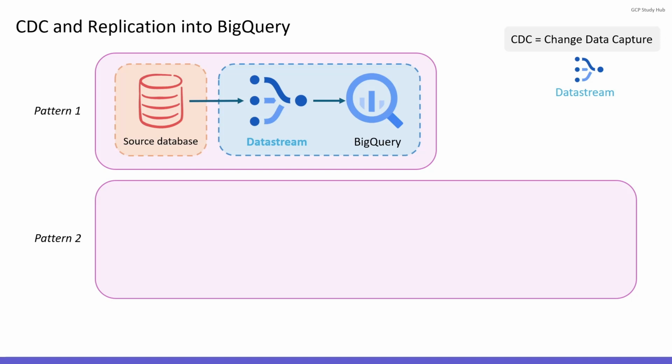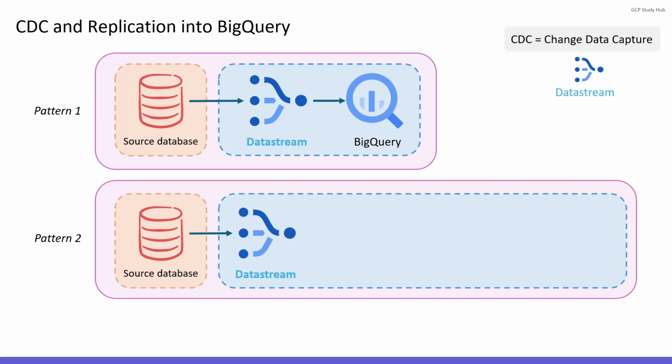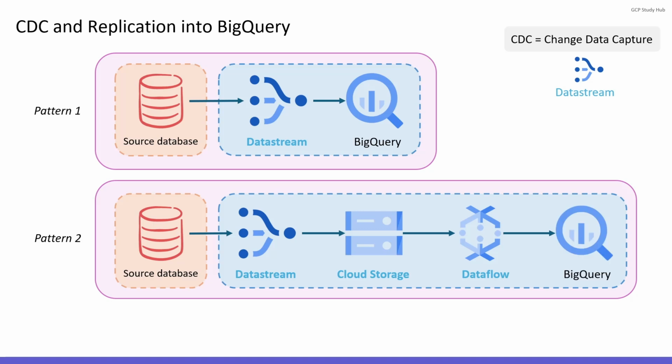The second pattern introduces additional steps after Datastream to make changes to the data before it's loaded into BigQuery. This also begins with the source database, and again, we use Datastream to capture the initial change events from the source. However, in this workflow, the data is first moved into Cloud Storage. Once the data lands in a bucket, we bring in Dataflow. This service picks up the files and processes them before they reach their final destination at BigQuery. This middle stage is used when the data requires extra processing before it is ready for analysis.